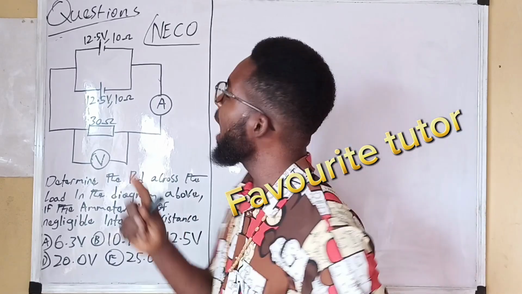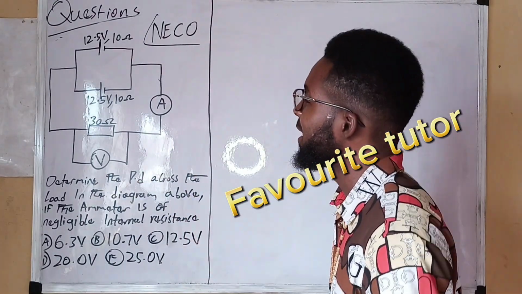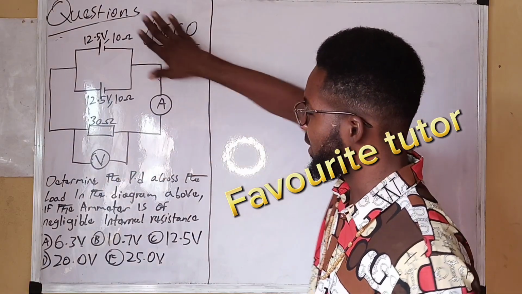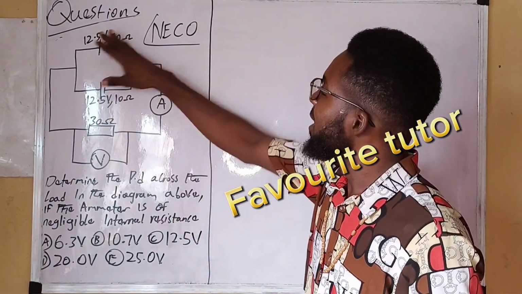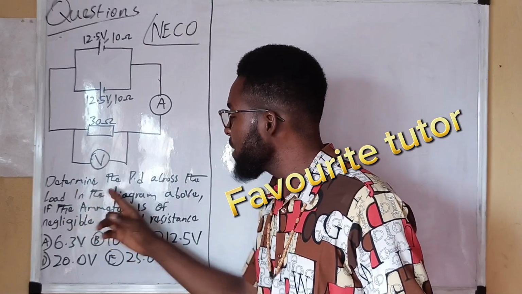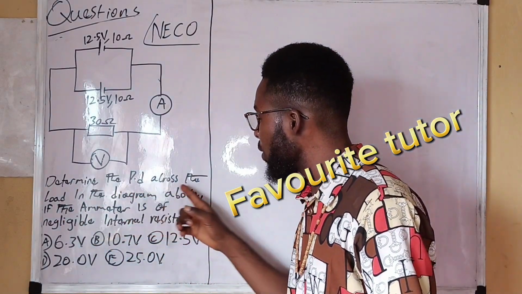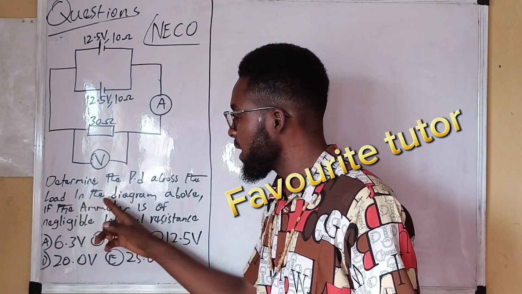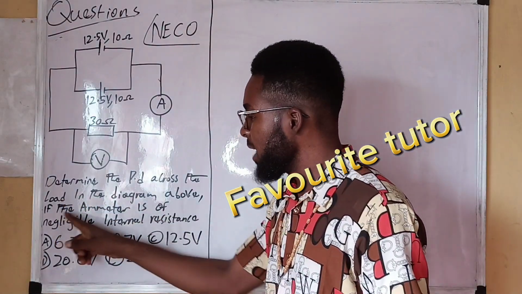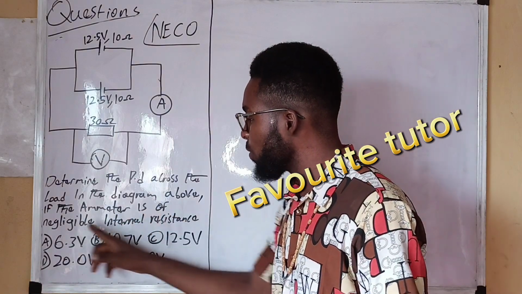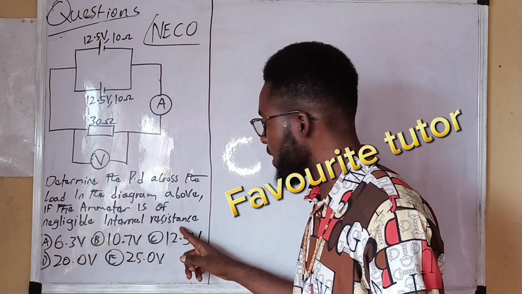All right, today I have a question on the board. This is an electrical circuit of physics. Determine the potential difference across the load in the diagram above if the ammeter is of negligible internal resistance.